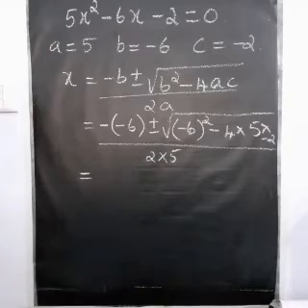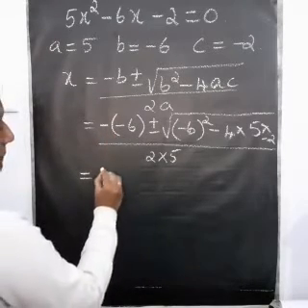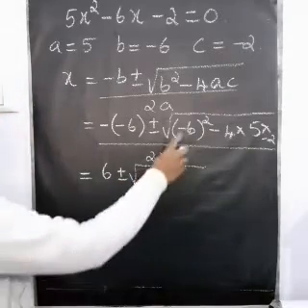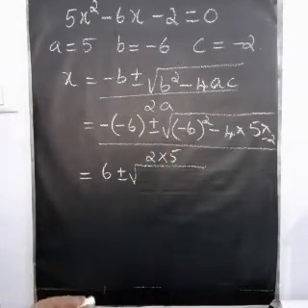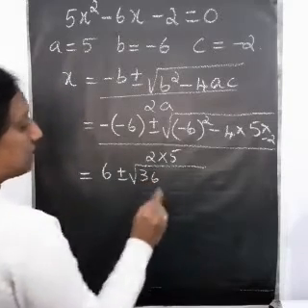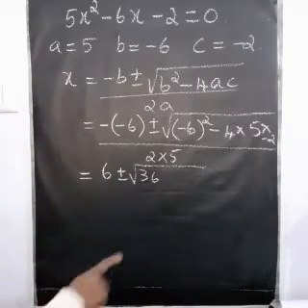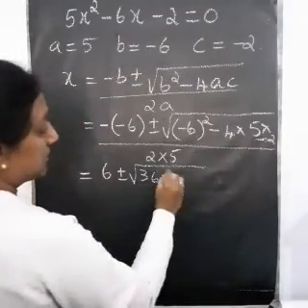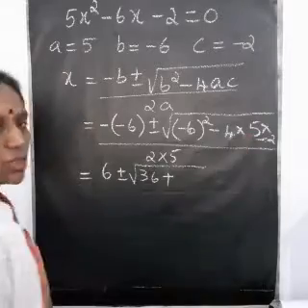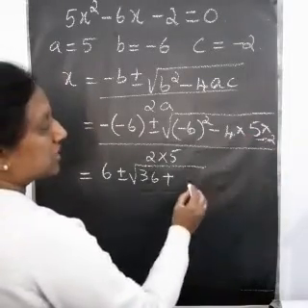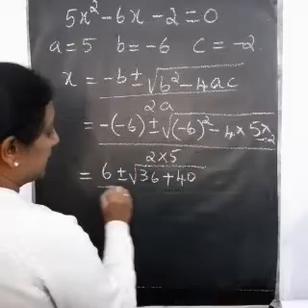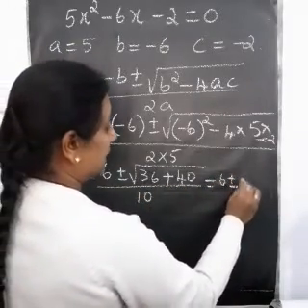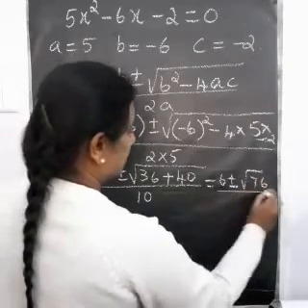Now let us expand. What will you get? Minus into minus will become plus. So plus 6 plus or minus root of minus 6 into minus 6 will be 36. Minus into minus will become plus. 6 into 6 will become 36. And here minus into this minus will become plus. 4 5s are 20. 20 into 2 is 40, divided by 10. So what will you get? 6 plus or minus root 76 by 10.